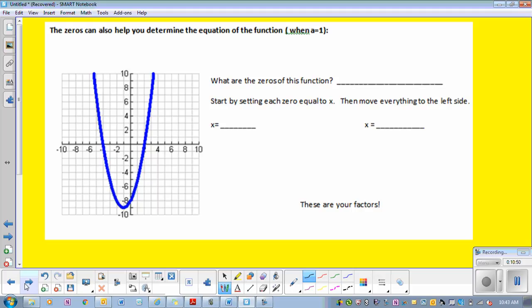So, let's go on to the back. This is the fun part here. We're given a bunch of zeros. Say you're given a graph just like this, okay? Those zeros can help you to write the equation of the graph. Here's what you want to do first. You want to go and get your zeros. The zeros are the x-intercepts of this function. Here and here. What are those two numbers?